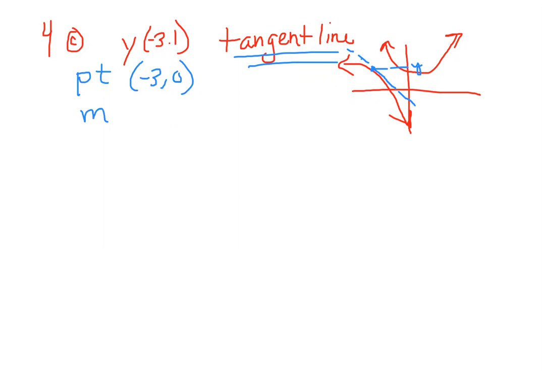How do you find a slope? A slope is a derivative, and the derivative is x plus y. That's what they gave you up in the equation. So we're going to take our numbers right here and substitute them into there, and we're going to get the slope equals negative 3.